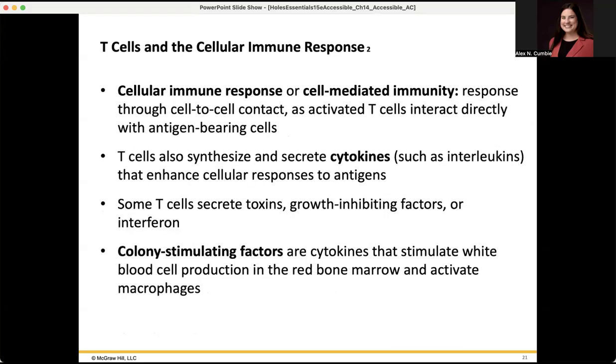Our T cells, again, as mentioned, are part of the cellular immune response, where cells are specifically involved. T cells are going to directly interact with antigen bearing cells, so either infected cells or the pathogen itself. They secrete things like cytokines, which will help enhance their response. They also secrete toxins, growth inhibiting factors, or other things that will essentially kill or prohibit the growth of whatever cell or pathogen is damaging.